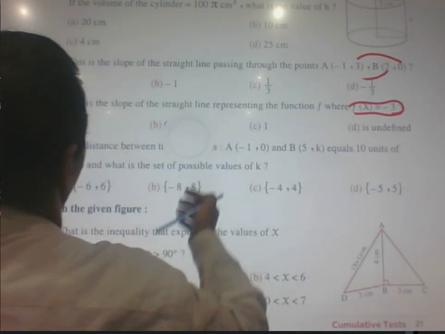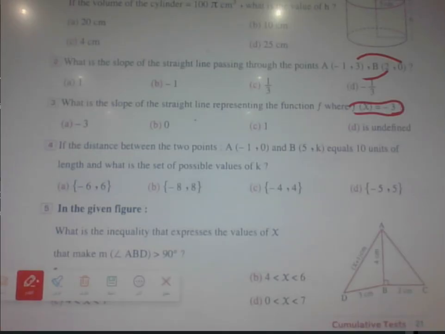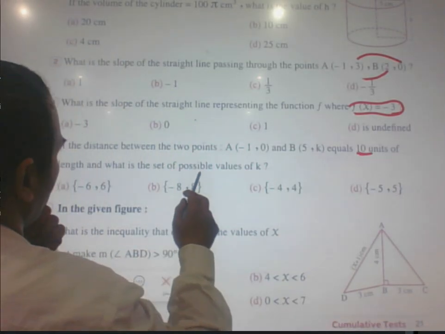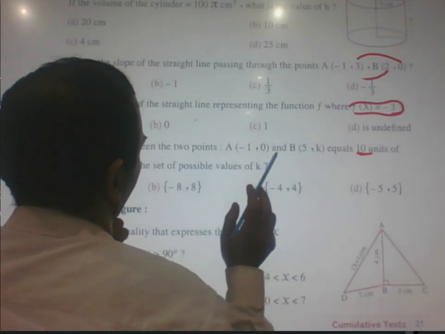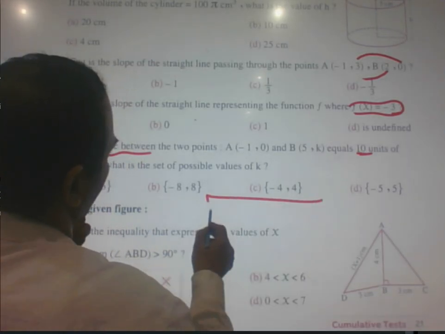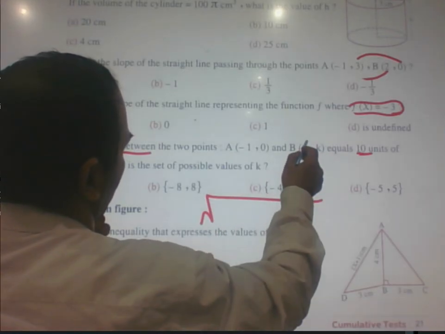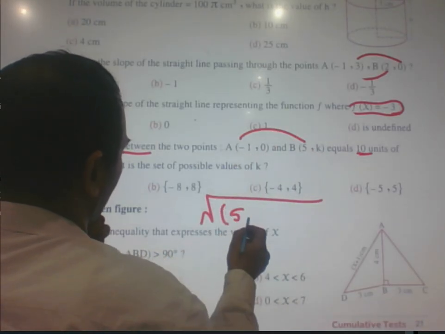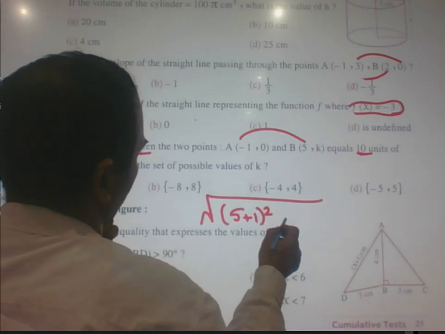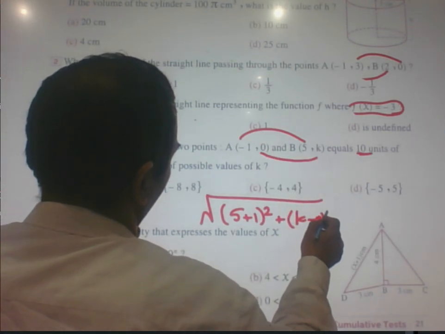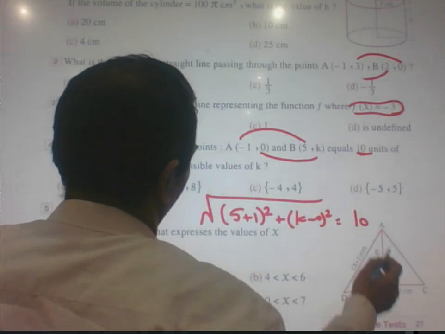Next question. The distance between 2 points equals 10. What is the set of possible values of k? Okay, here he gave me the distance. We can put the rule for the distance between any 2 points: the square root of x2 minus x1 all power 2, then 5 minus negative 1, it will be plus 1, all power 2, and k minus 0 all power 2. The result will be 10.